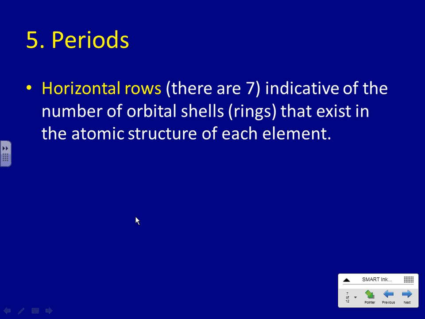Okay, let's define what a period is. So a group is up and down. A period is the horizontal row. There's 7 of them. And remember, horizontal, that's our left and right.